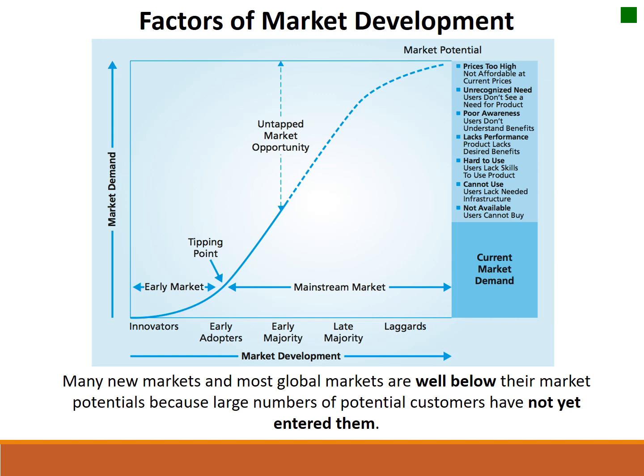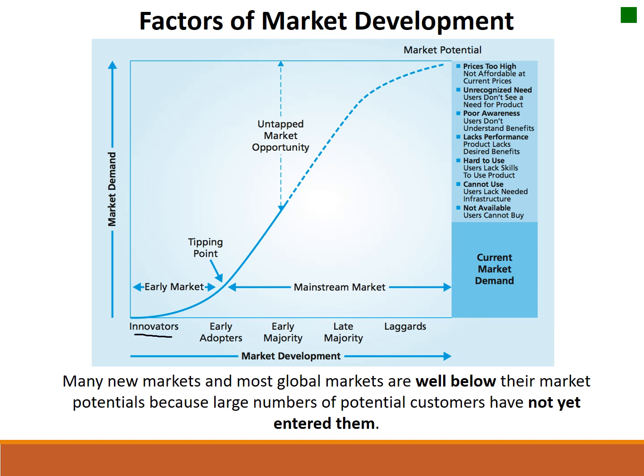Here's another illustration. Many new markets function well below their market potential because so many customers haven't entered them yet. So again, we're looking at the product life cycle curve. This is a cumulative density function, a CDF, where we look at the product life cycle curve, only we add cumulative users over a period of time. So the shape of the curve looks like this, and as time progresses, more and more users buy the product.